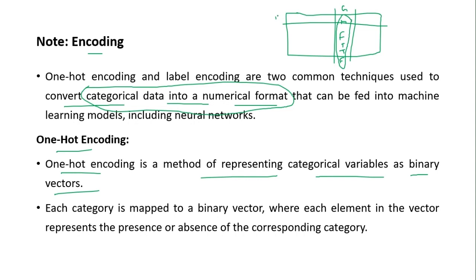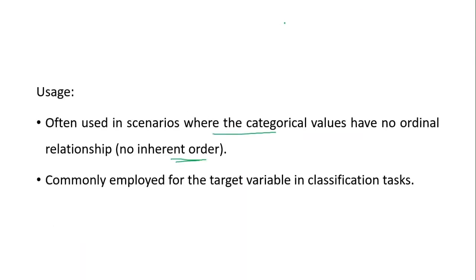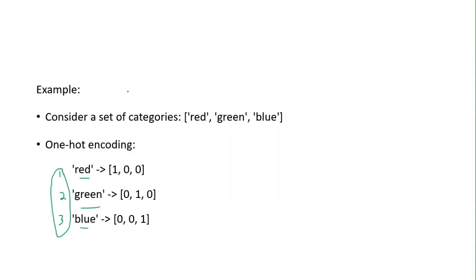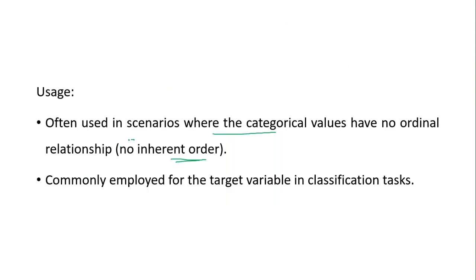It depends on the record or the data available. There is no other order present there. In these situations, we can use one hot encoding. That means if there is no inherent order between the categorical variables, we can make use of one hot encoding.